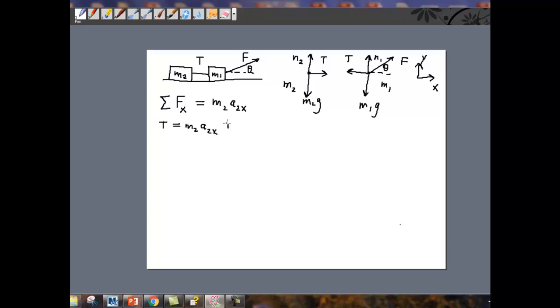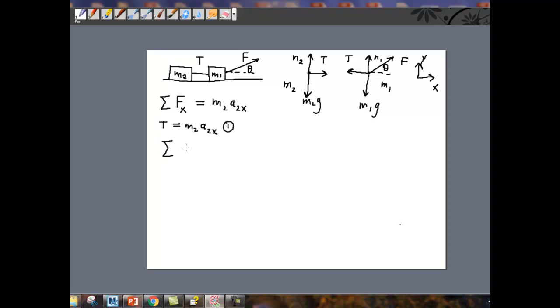We'll come back to it in a minute. We're not solving for T at this point because we don't know the acceleration. We want to find both that tension and the acceleration, so we don't have enough information yet. Now let's look at mass M1. We write down a similar kind of equation.